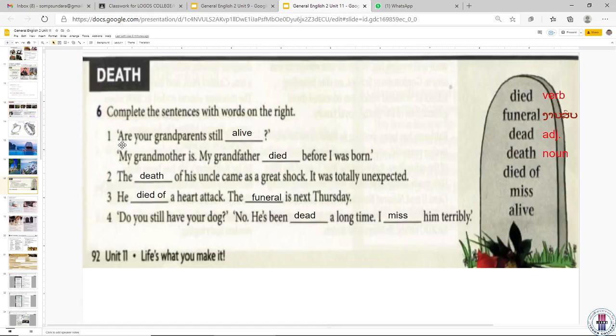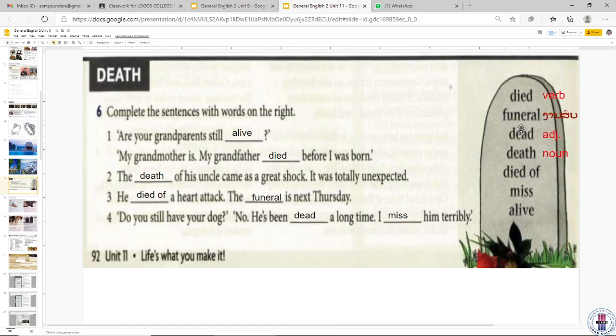Here, let's talk about this. You're born, you live, and then of course everybody dies, and that's death. Here are the words over here. Died. This is the verb. The verb is to die. To die is a verb. Died is in the past tense.